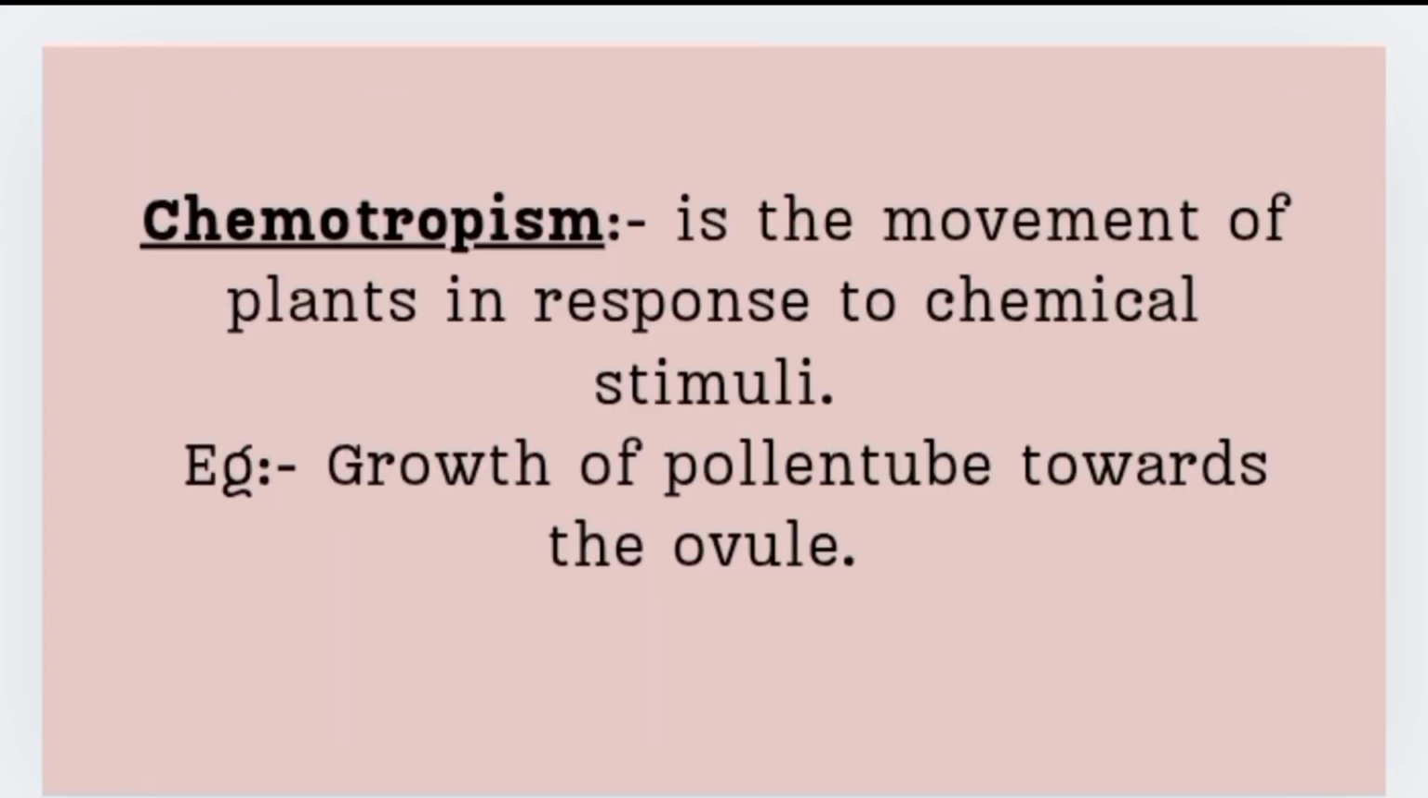And the next one is chemotropism. Chemotropism is the movement of plants in response to chemical stimuli. Example, growth of pollen tube towards the ovule.